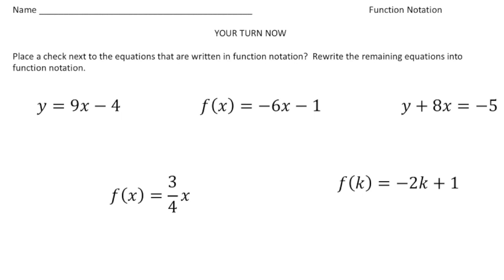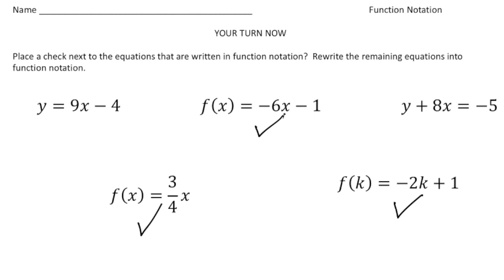All right, welcome back. Let's see how you did with these practice problems. You had to place a check next to the equations written in function notation, and then change the other ones that weren't. The first one, f of x equals negative 6x minus 1, is written in function notation. So is f of x equals 3/4 x. And so is this one, f of k equals negative 2k plus 1. This is also written in function notation.